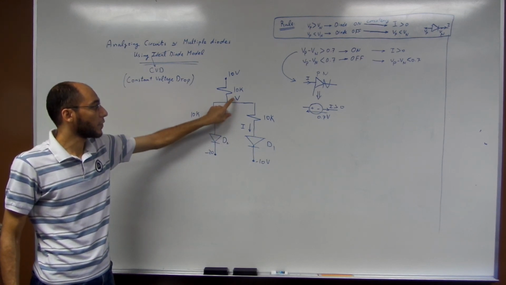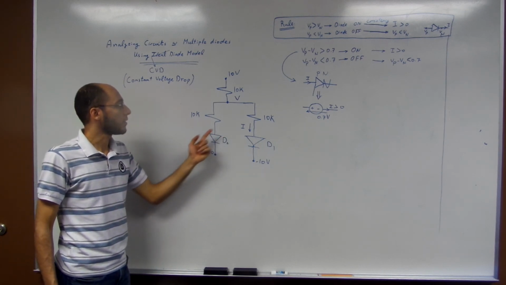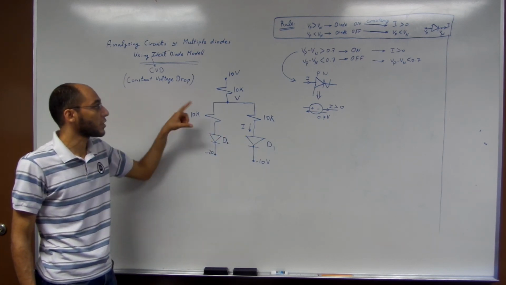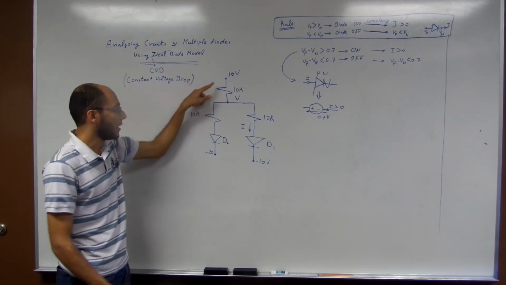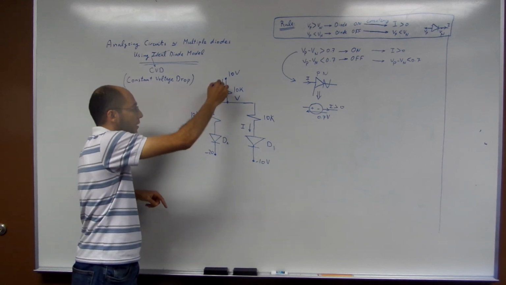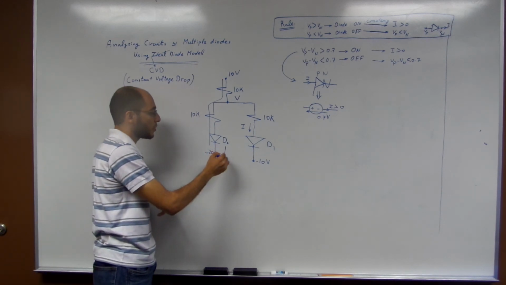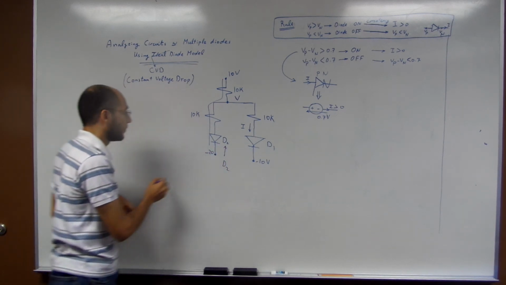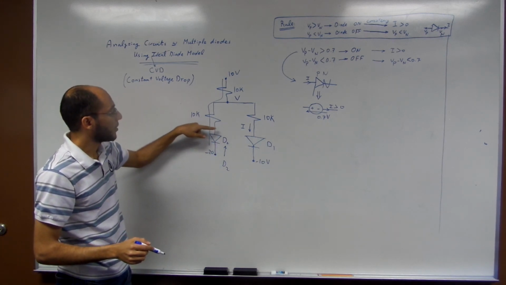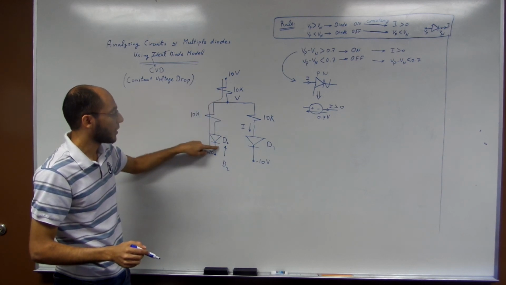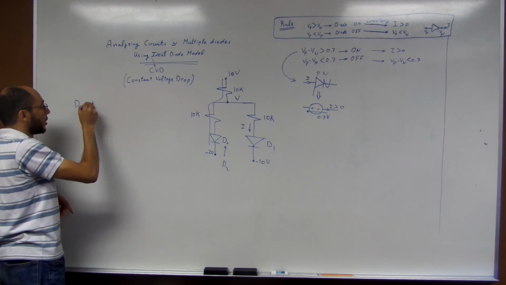So let's solve this problem using the constant voltage drop model, and we want to find the value of V and the value of I. Again, as usual, you look at the path that has the largest potential difference, between the 10 and the negative 20. So this path has the largest potential difference, and that's why you expect that D2 is going to be always on. Why? Because most likely the VP of D2 is going to be higher than Vn of D2. So D2 is on.